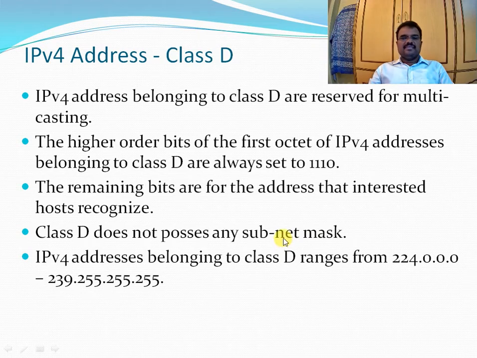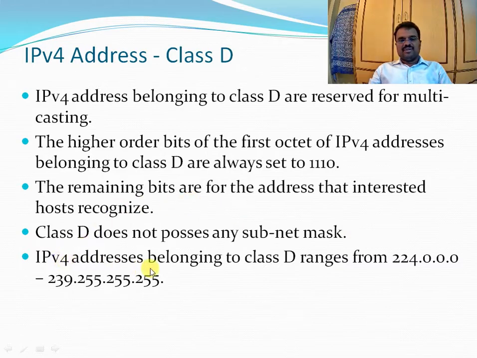Class D addressing in IP version 4 addressing. IP version 4 addresses belonging to class D are reserved for multicasting. The higher order bits of the first octet of IP version 4 addresses belonging to class D are always set to 1110. The remaining bits are for the address that interested hosts recognize. Class D does not possess any subnet mask, so class D generally does not have any subnet mask.